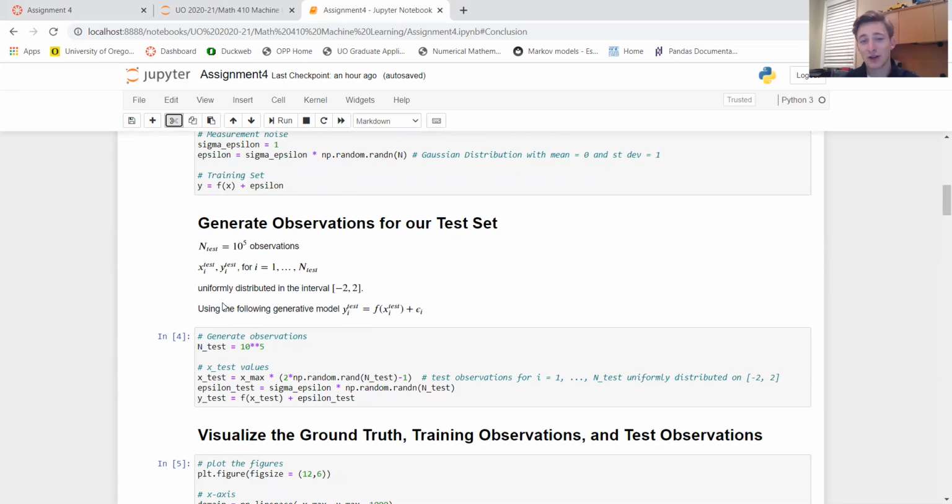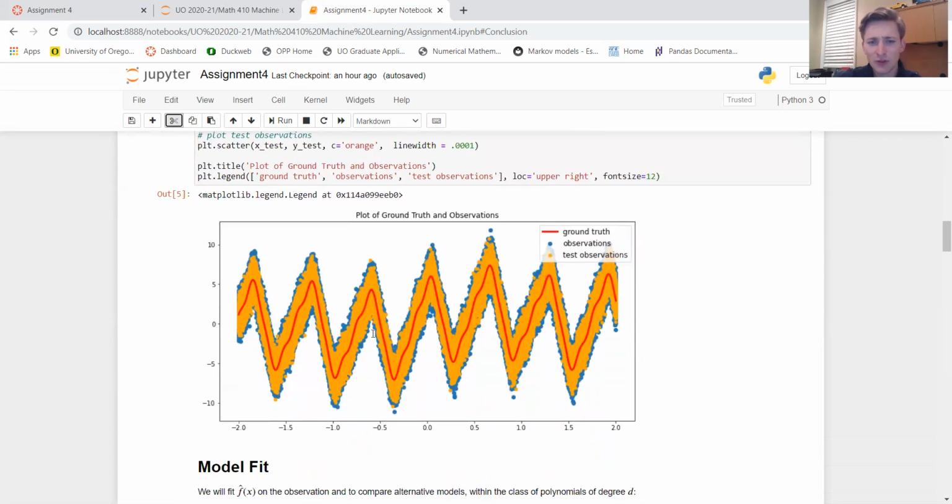So next, we're going to generate observations for our test set. Now this is 100,000 observations. Likewise, it's uniformly distributed in the interval between -2 and 2, and using the same generative model as above, where we take the ground truth model, this time evaluated at one of the x test values, and add some noise to that.